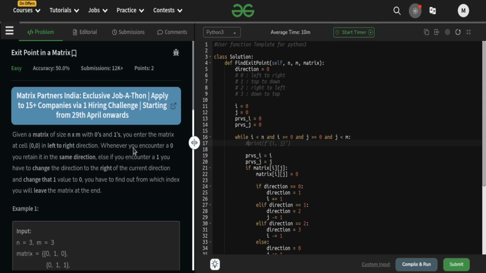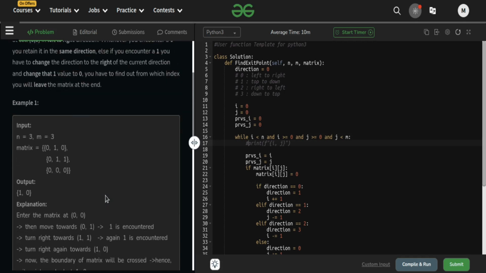Whenever you encounter a 0, you retain it in the same direction. Else if you encounter a 1, you have to change the direction to the right of the current direction and change that 1 value to 0. You have to find out from which index you will leave the matrix at the end. So let us try to understand the problem statement with the help of an example.